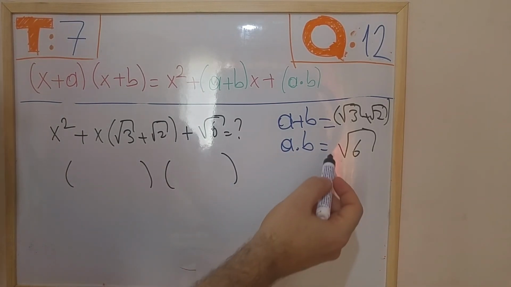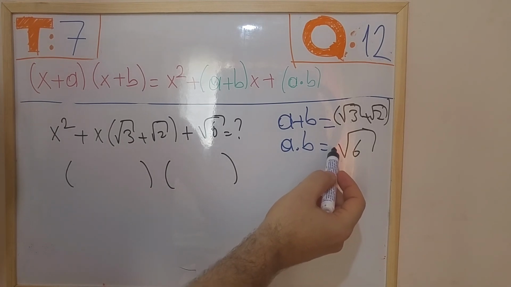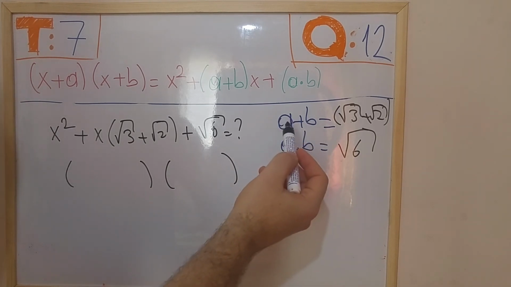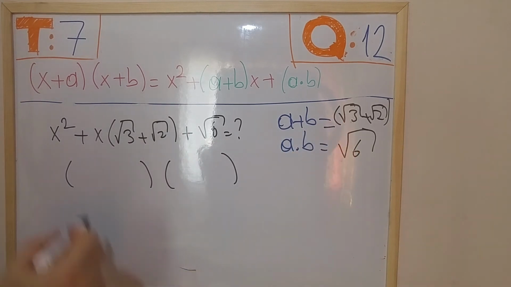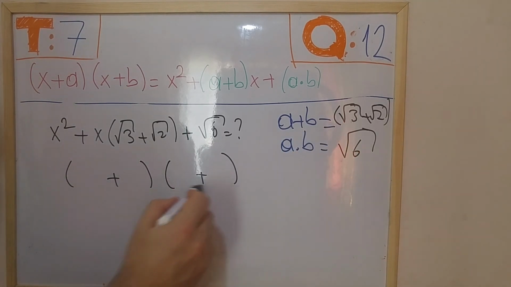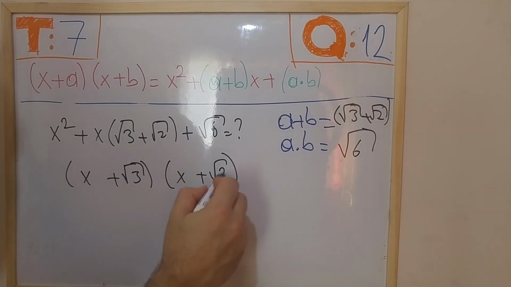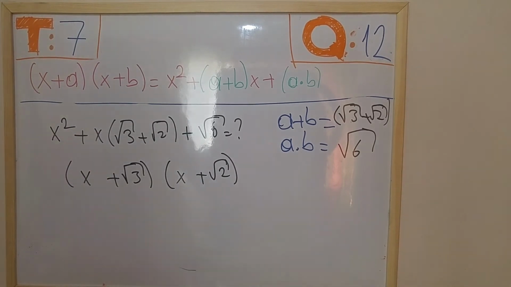And both of them are positive because both the sign of a times b is positive and the sign of a plus b is positive, which means that both are positive. So I have x's here, I place, and I have root of 3 and square root of 2 here, which comes out to be the answer.